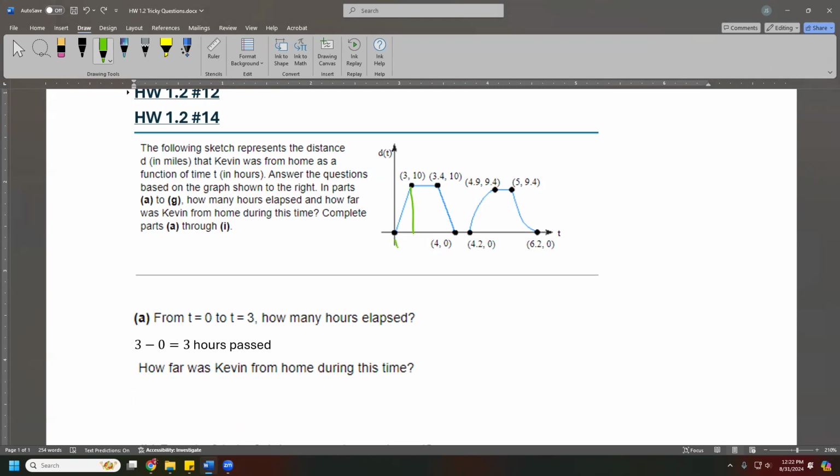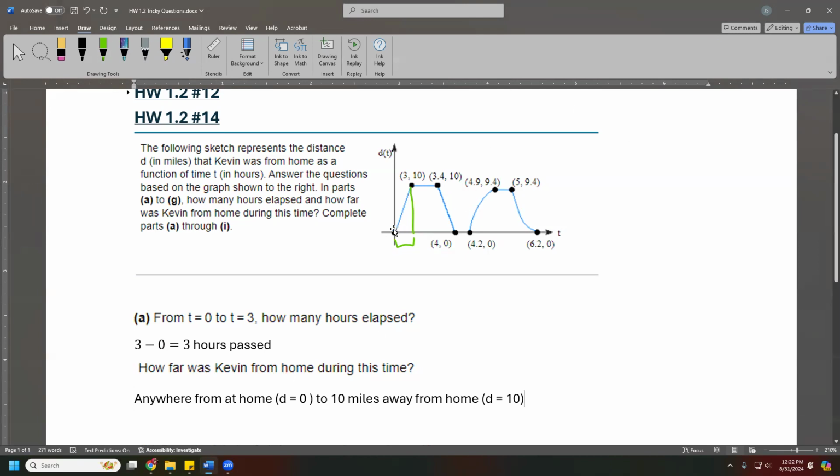But if I'm looking at this specific chunk of time, he could be anywhere from at home to 10 miles away from home. That's what this 10 stands for. So how far away was Kevin from home? Anywhere from at home, d equals 0, to 10 miles away from home, d equals 10. So it depends on where you check in between 0 and 3, but he's going to be somewhere between 0 and 10 miles from home.